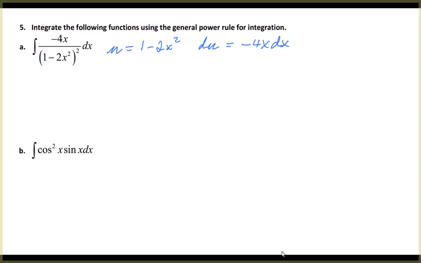Now then, here's the trick. Is that sitting in front of us? Kind of. Yes, it is. It's u to the minus 2 times du. Notice the negative 4x is not sitting right by the dx, but they are technically being multiplied, because negative 4x is the numerator, right?